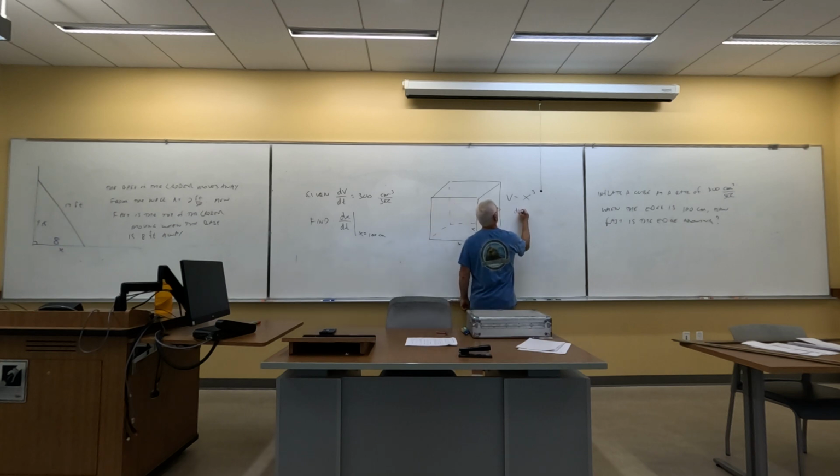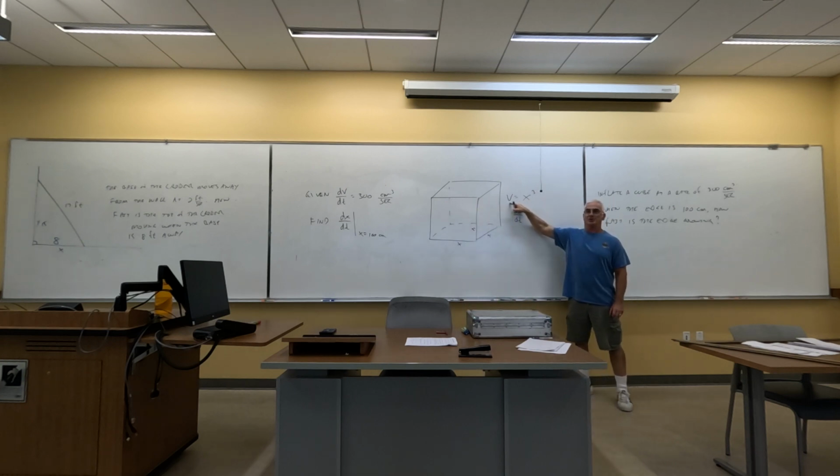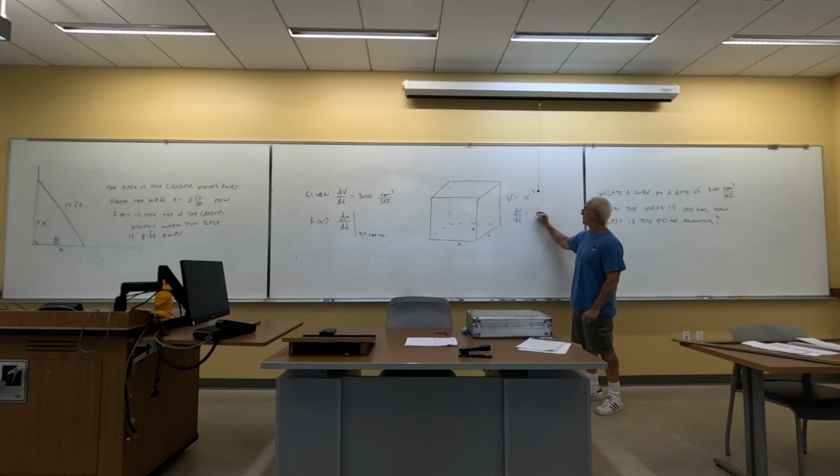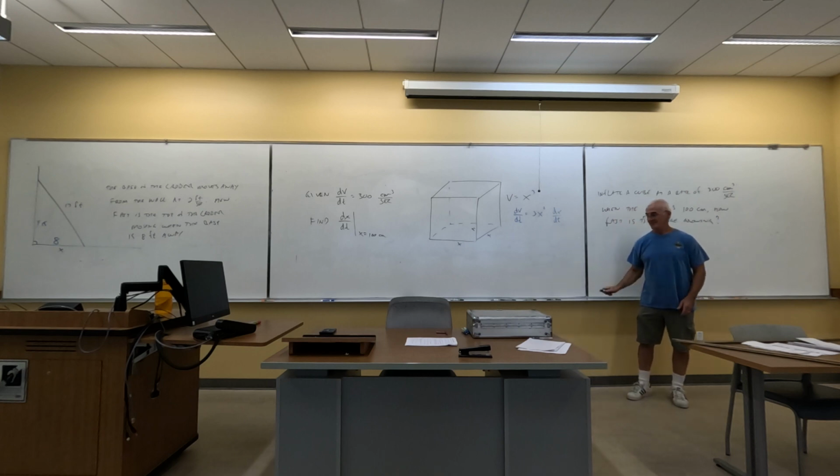What is dV/dt? You don't need to rewrite this. This is volume as a function of time. This is x as a function of time cubed. So what's the derivative of x as a function of time cubed? 3x squared times the derivative of x with respect to time, dx/dt. Beautiful. You see it?